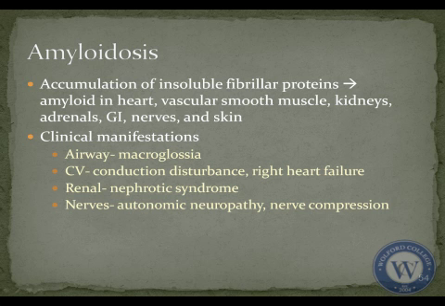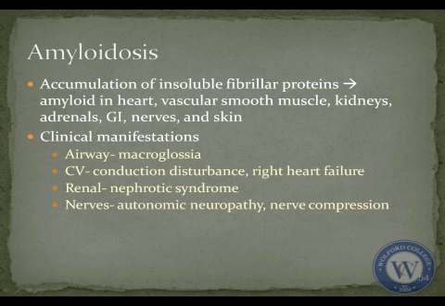Example of this is things like amyloidosis, which is an accumulation of what's called insoluble fibrillar proteins called amyloid. Amyloid can actually be deposited in the heart, vasculature, smooth muscle, kidneys, adrenals, GI, nerves, and skin. Your clinical manifestations include, for the airway, macroglossia, which is enlargement of the tongue. In cardiovascular, you can get conduction disturbances, including right heart failure, and you can also develop pulmonary hypertension from the amyloidosis deposition, causing elevations in pulmonary artery pressures and right ventricular failure.